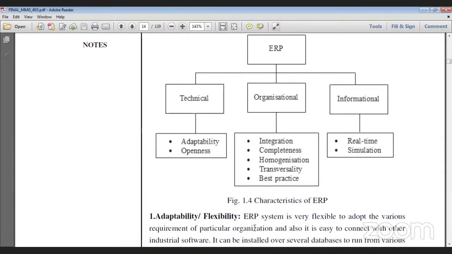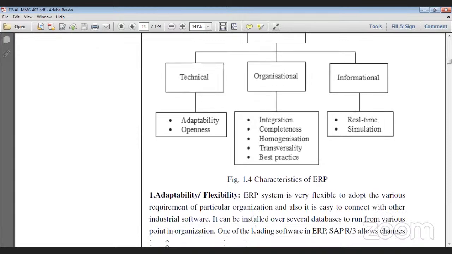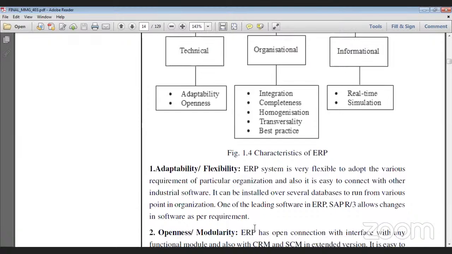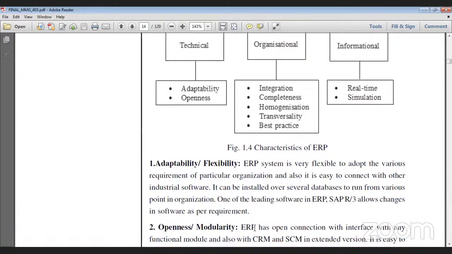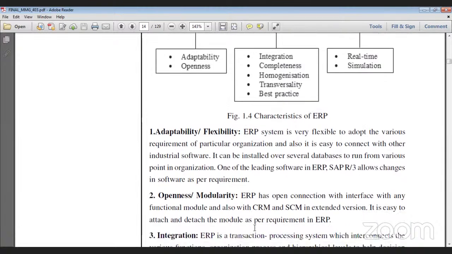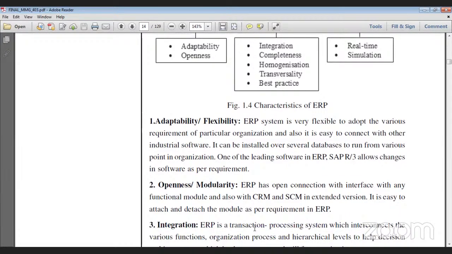Here, adaptability means ERP is very flexible to adapt to various requirements of a particular organization, and it is also easy to connect with other industrial software. The second point is openness or modularity. ERP shows connection with any functional module and also with CRM or SCM in the executive system. It is easy to attach and detach modules as per requirement in ERP also.